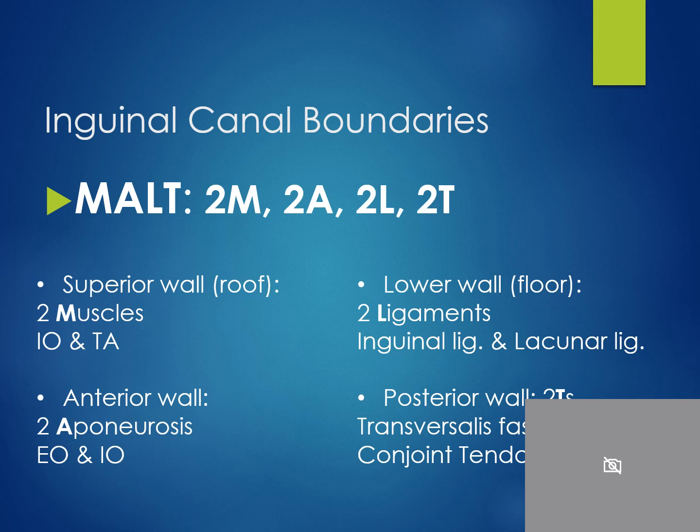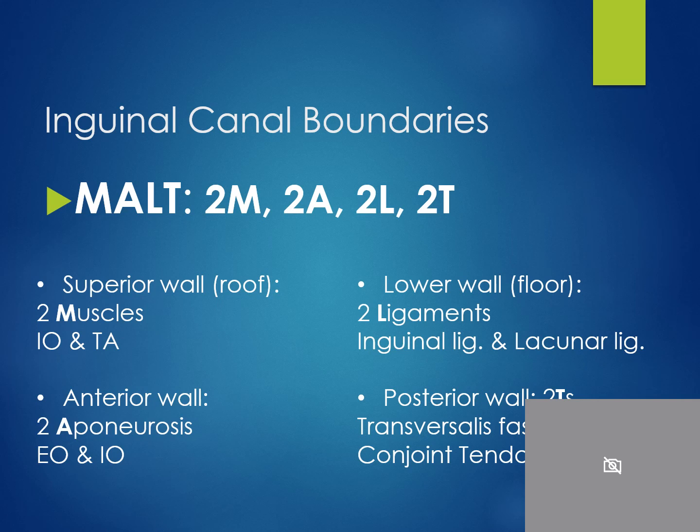So to summarize the inguinal canal boundaries, we have this mnemonic: two muscles, two aponeuroses, two ligaments, and then fascias or tendons. The two muscles forming the roof, the superior wall, are the internal oblique and transversus abdominis. The floor is formed by two ligaments, which are the inguinal ligament and its medial reflection, called the lacunar ligament.